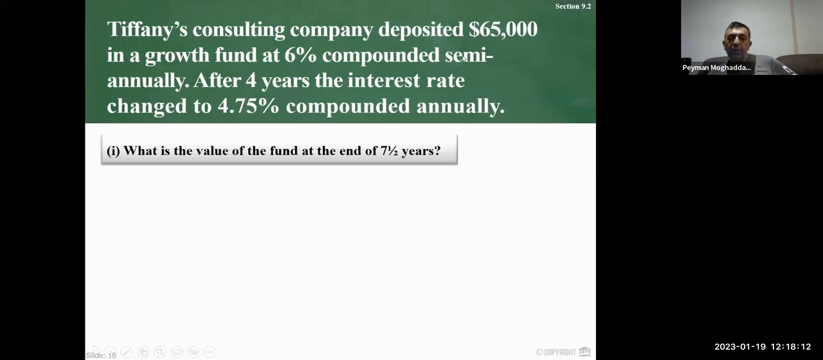Tiffany's consulting company deposits $65,000 in a growth fund at 6% compounded semi-annually. After 4 years, the investment rate changed to 4.75% compounded annually. So for the first 4 years you have 6% compounded semi-annually, and after 4 years the rate changed to 4.75%.